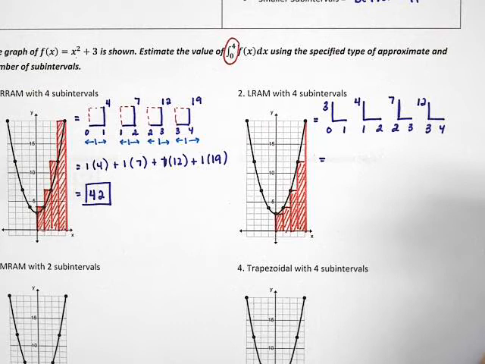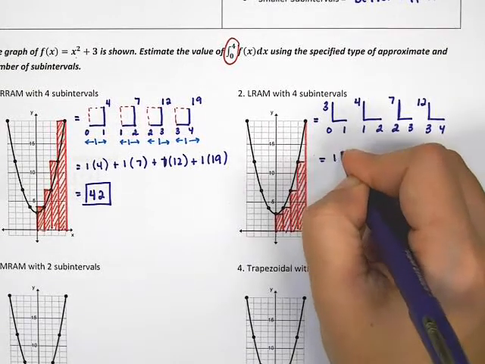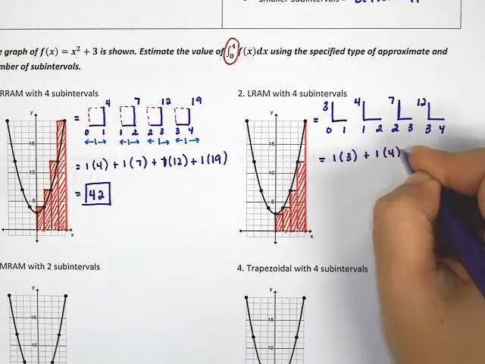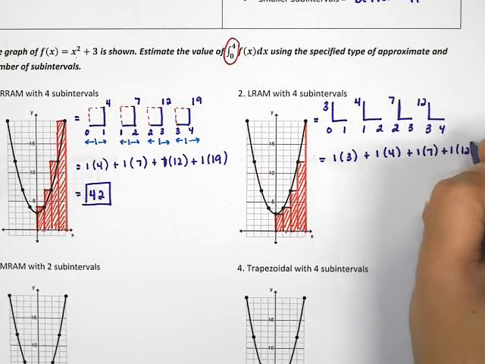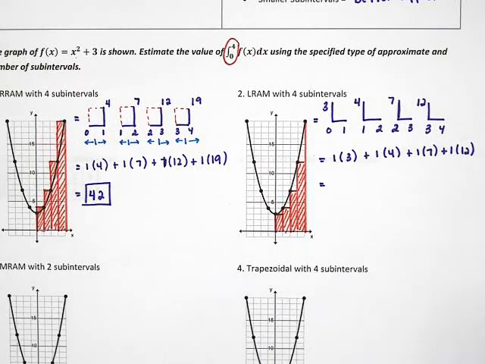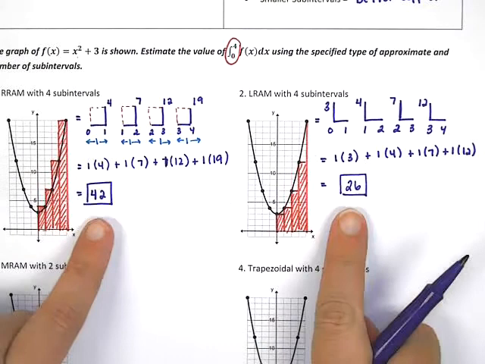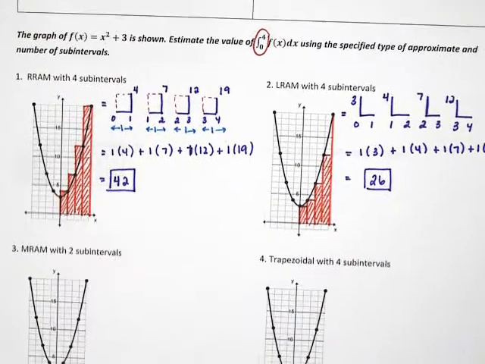So if I wanted to find these areas, I would do base times height. The size of this base is 1, times the height of 3, plus 1 times 4, plus 1 times 7, plus 1 times 12. So 3 plus 4 is 7, plus 7 is 14, plus 12 is 26. So we know that the actual area is somewhere in between 42 and 26. This one was a little too big, this one's a little bit too small.